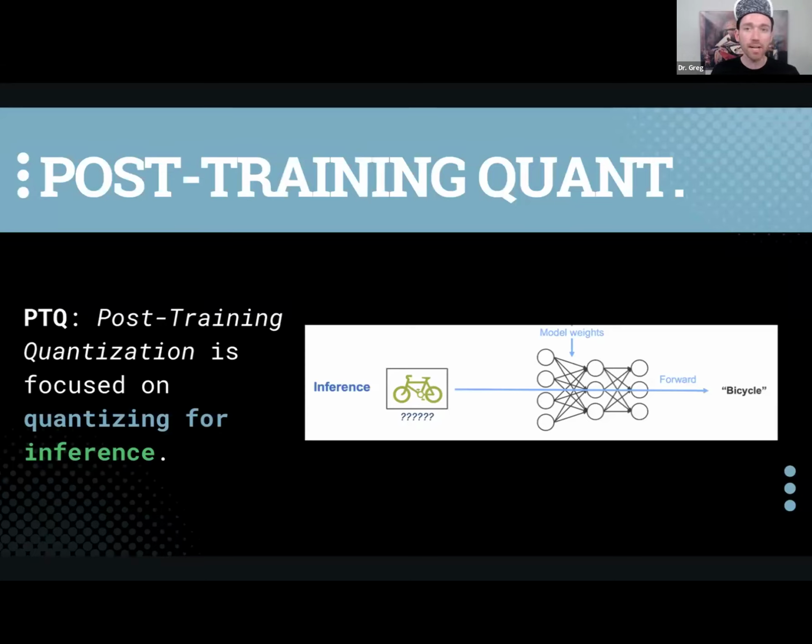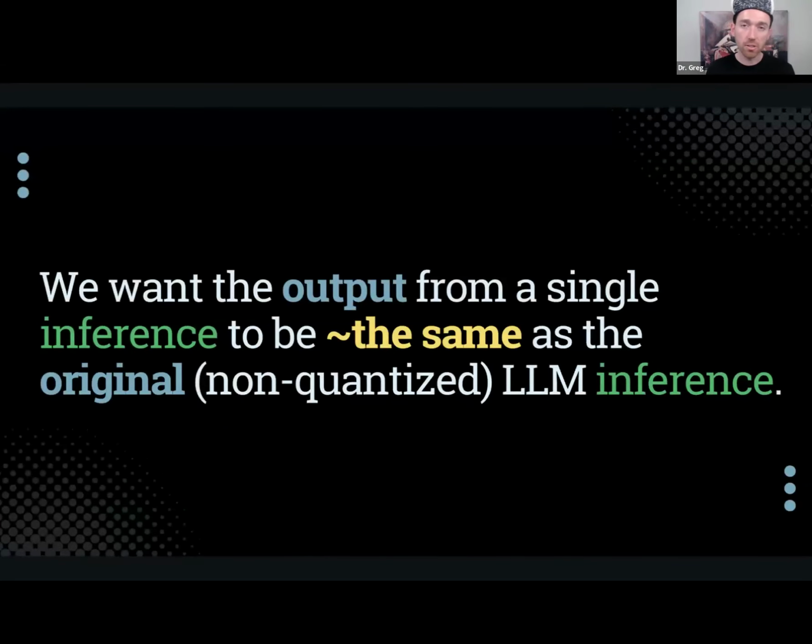So I'm done training. I'm done doing everything I need to do. I just want the output of a single inference to be roughly the same as the old output from a single inference. But I want it to be faster. And the way that I make it faster is I focus on the stuff that matters the most, and I sort of don't worry about the stuff that doesn't matter so much. And we can use quantization to accomplish this.